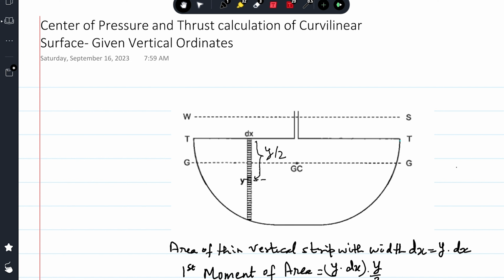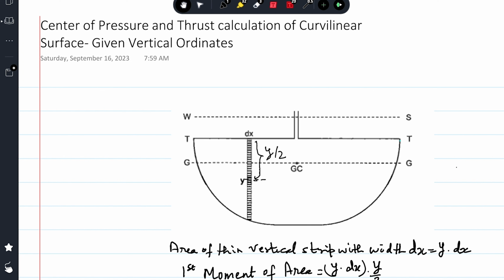Before we do a question on center of pressure and thrust calculation of a ship's bulkhead, like a curvilinear surface, like a bulkhead of a vessel, when vertical ordinates are given, I've already done one video on horizontal ordinates. The vertical ordinates question solution is a bit different. So before we do a question, I would like to go through the working procedure.